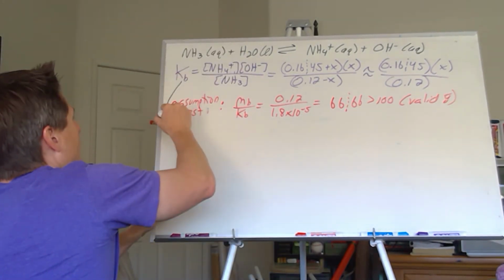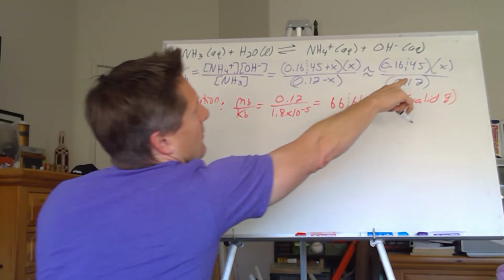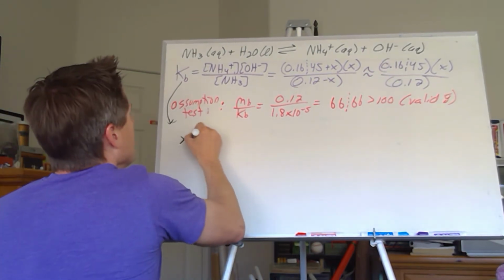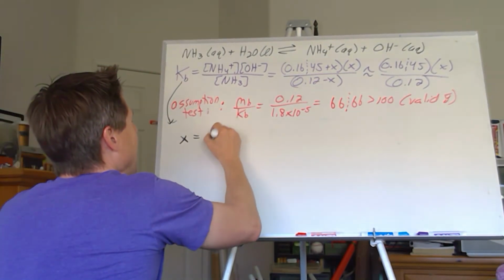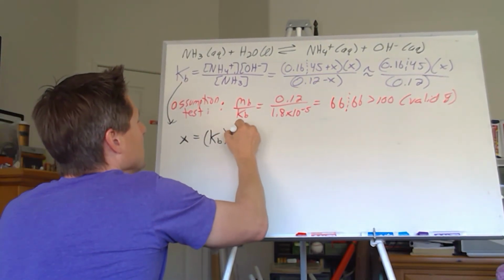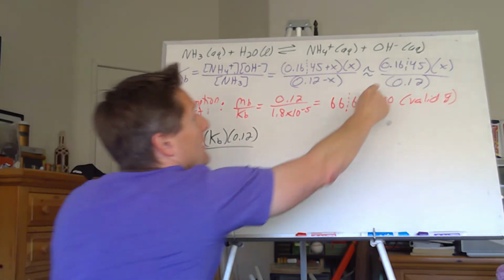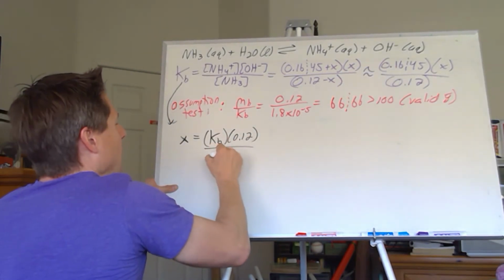So let's come on down. Let's solve for X. So here, X, let's take the 0.12, move it over to Kb. So this will be Kb times 0.12. Let's bring the 0.1645 down.